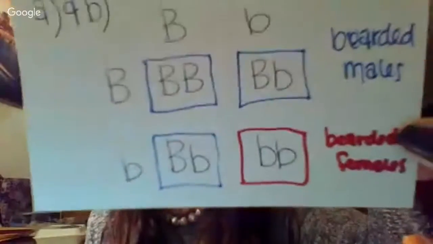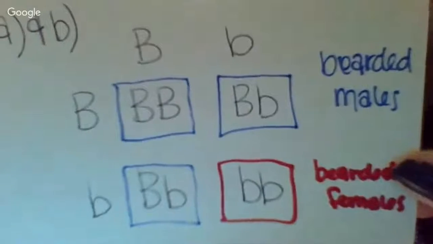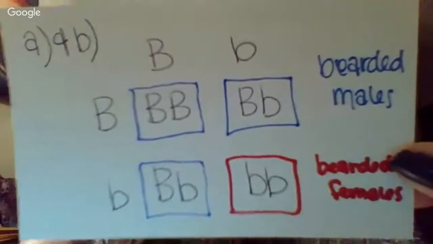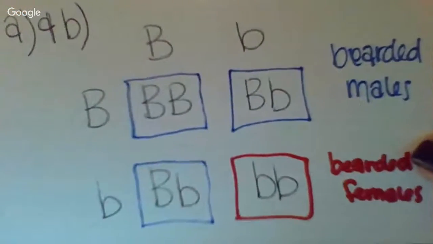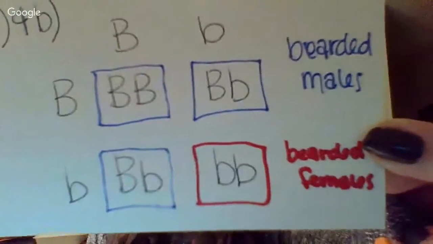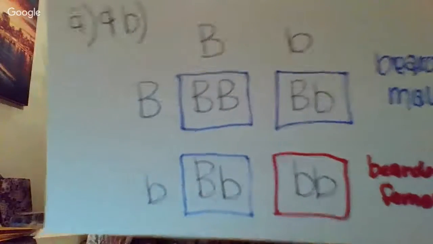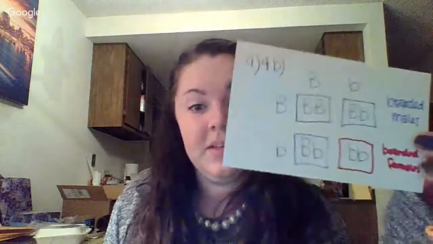So you have 2 heterozygous parents, and that yields, I've outlined the bearded males in blue and the bearded females in red. Because it's recessive in females, they're only going to have beards if it's 2 small d's, which means that this cross gives us not only a 3-to-1 beard to no beard ratio in males, but also a 1-to-3 beard to no beard in females, which is nice.